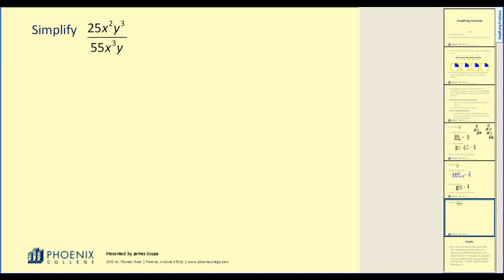Now I like the prime factor method again because when we introduce variables into fractions, it's just as easy. So for example, on this problem, I know that 25 is 5 times 5. I know that x to the second power means x times x, and I know y to the third means y times y times y. Looking at the denominator, 55 would be 5 times 11. X to the third, of course, is x times x times x, and then we have a factor of y as well.